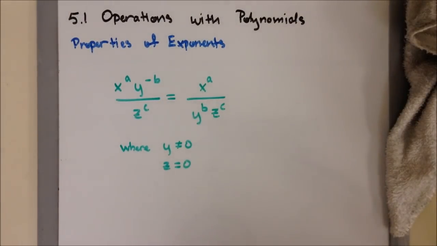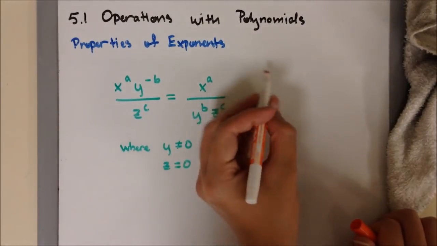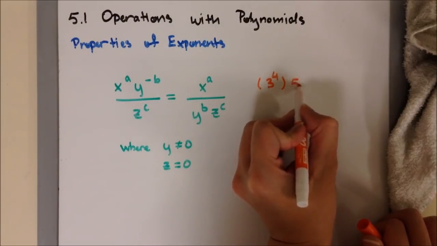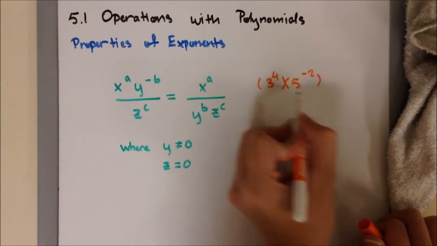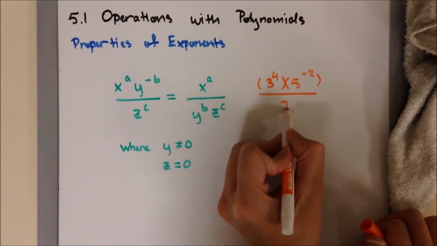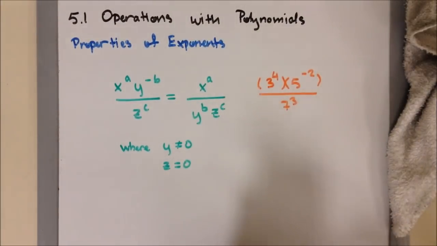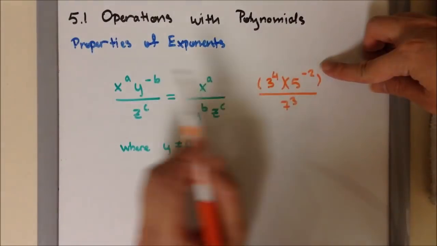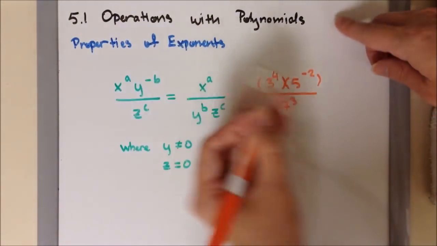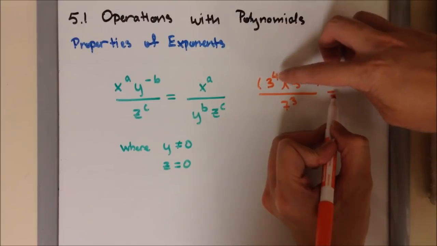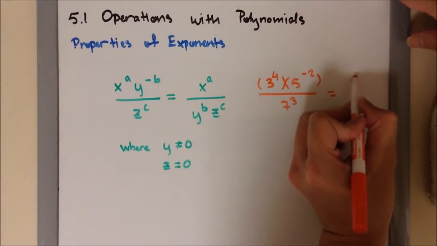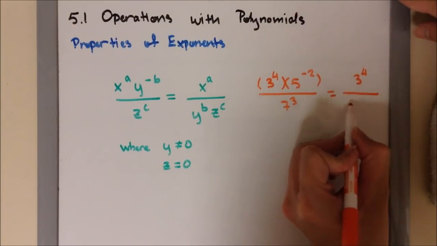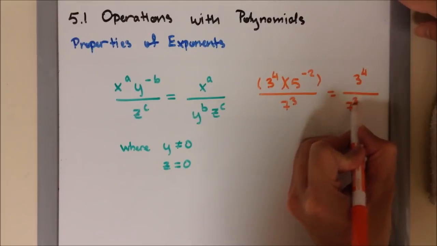Now for our example, say that I had 3 to the 4th power times 5 to the negative 2nd power over 7 to the 3rd power. Now don't worry about working out the numbers. We're just going to talk about the law of exponents, or the property of exponents, when it's negative. So the ones with positive exponents stay where they are. So my 3 to the 4th will continue to be at the top in the numerator. My 7 to the 3rd will stay at the denominator.